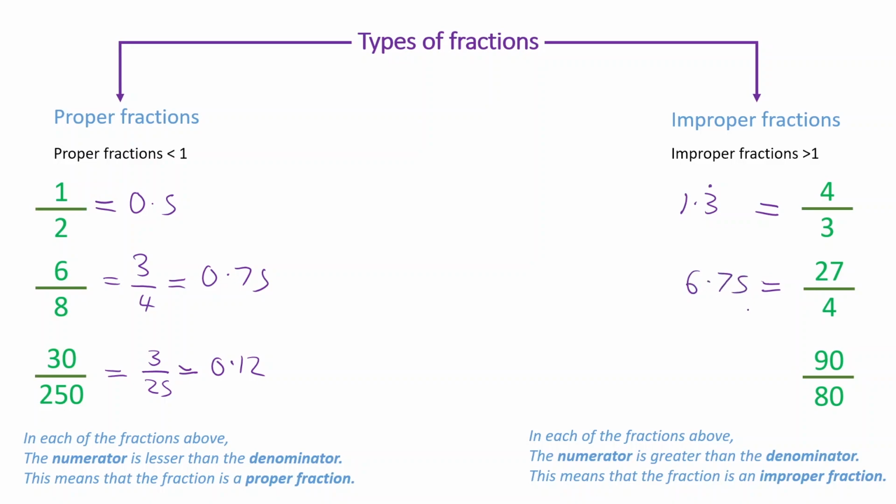6.75. And the next one, we have 90 over 80, which is simplified down to 9 over 8 by dividing the numerator and the denominator by 10. 9 over 8 equates to 1.125. Now in these fractions, we notice that the numerator is always greater than the denominator, and this means that the fraction is an improper fraction. Now we still have to learn about mixed fractions, but not quite yet.